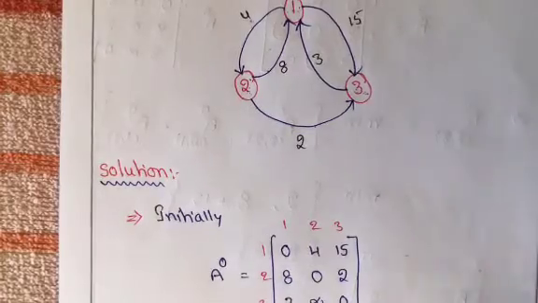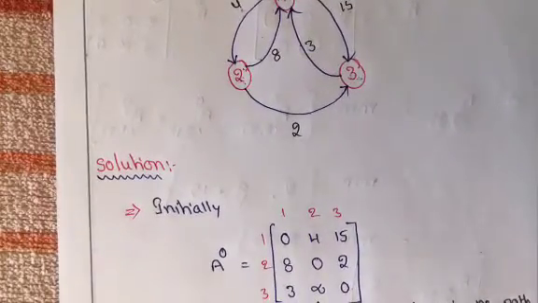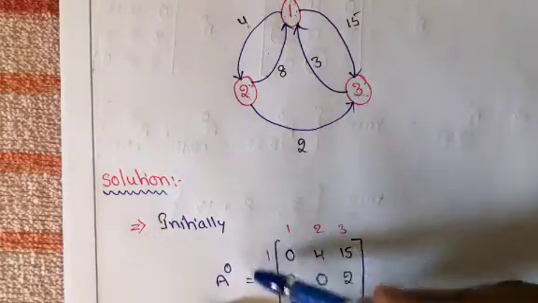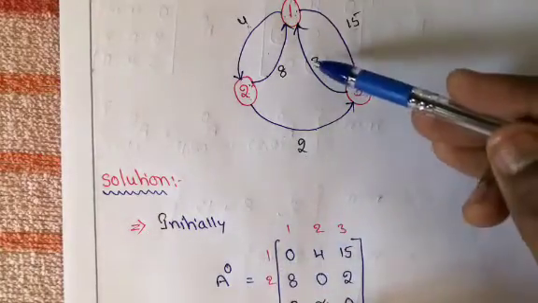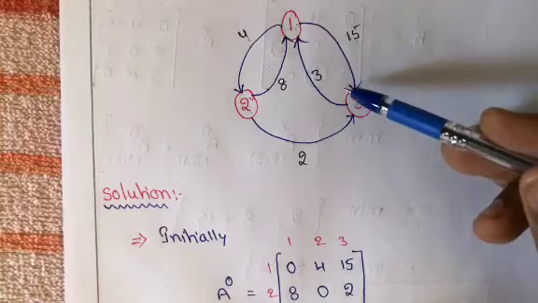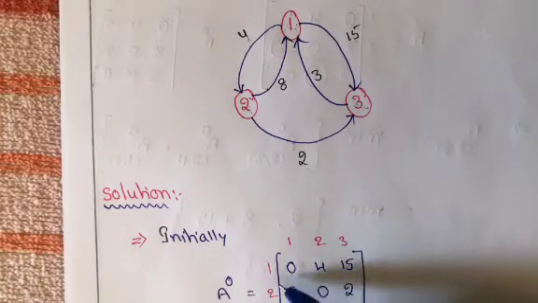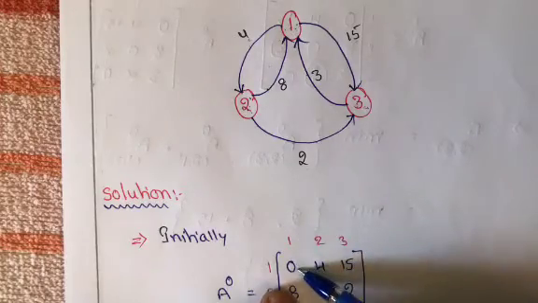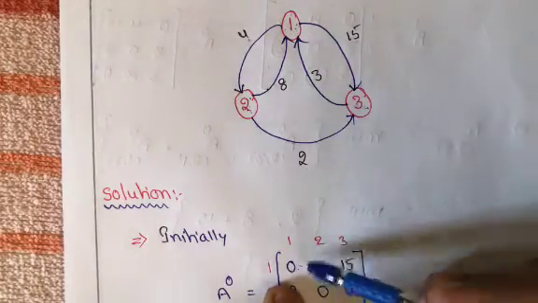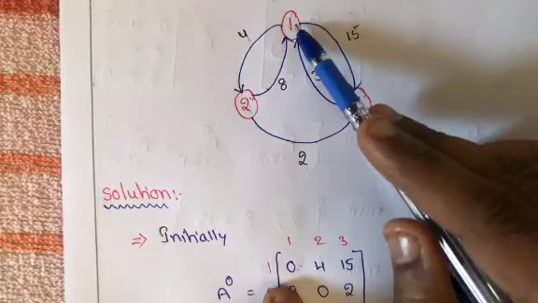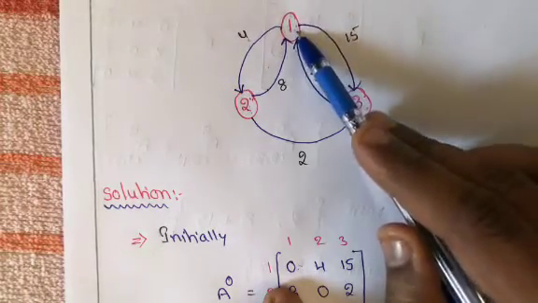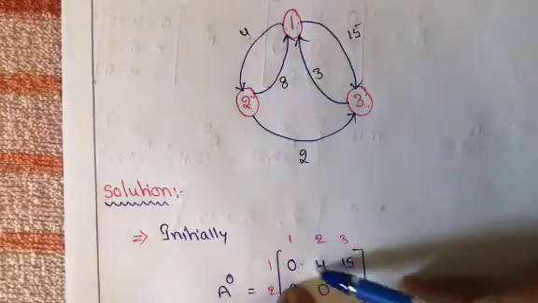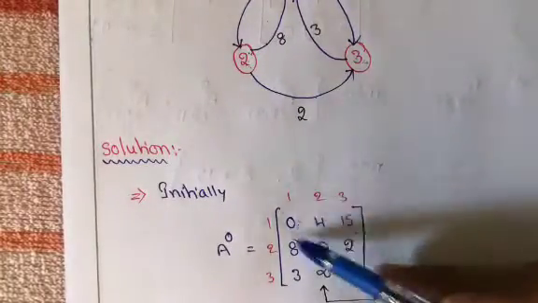Right. So how am I going to fill the matrix? A0 can initially be filled based on the weights given in the graph. Right. So initially, 1 to 1 is 0, because the distance from one vertex to the same vertex should be considered as 0. Therefore, all the diagonal elements become 0.